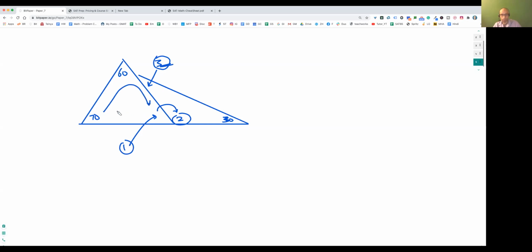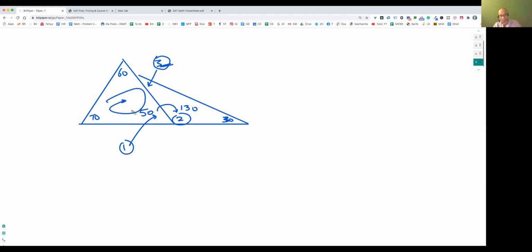This one. Excellent. So remember, what is this guy, first of all? This guy over here is going to be 60 plus 70, right? That's 130. So this is going to be 50. Now, if this is 50, what is this? If this is 50, this has got to be 130. All of these ideas we've done before.